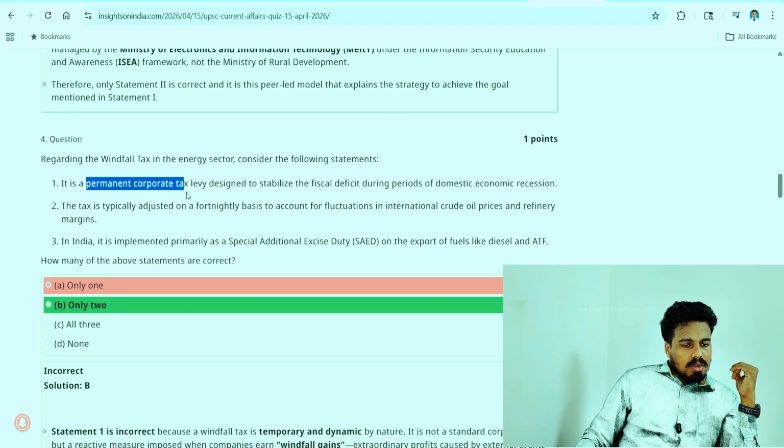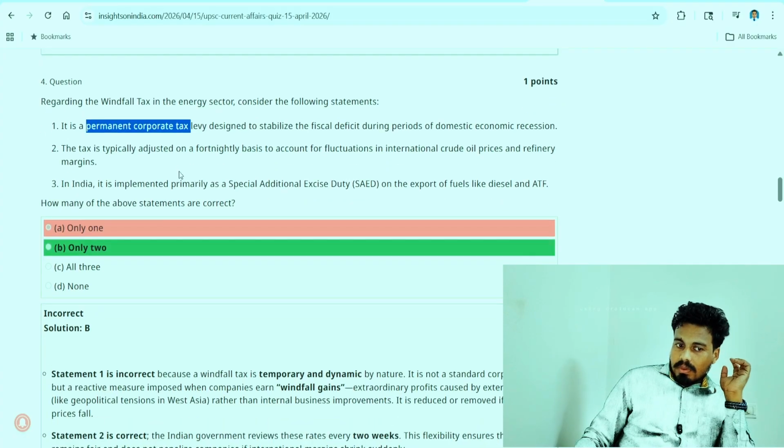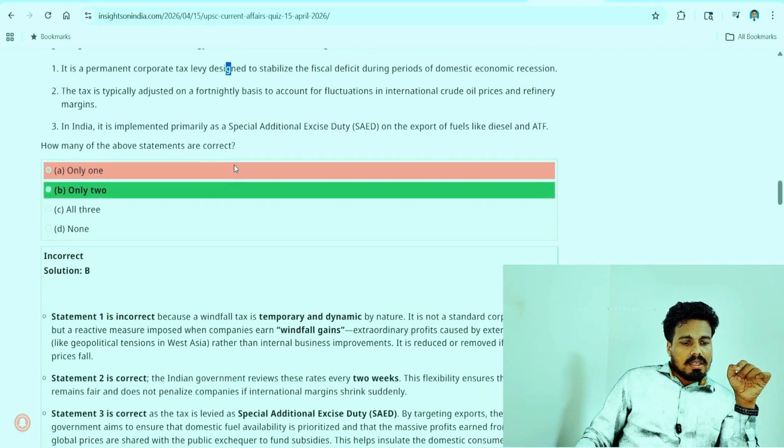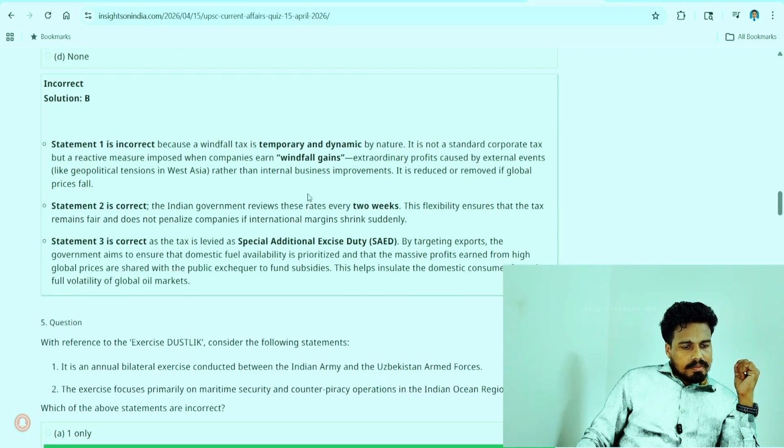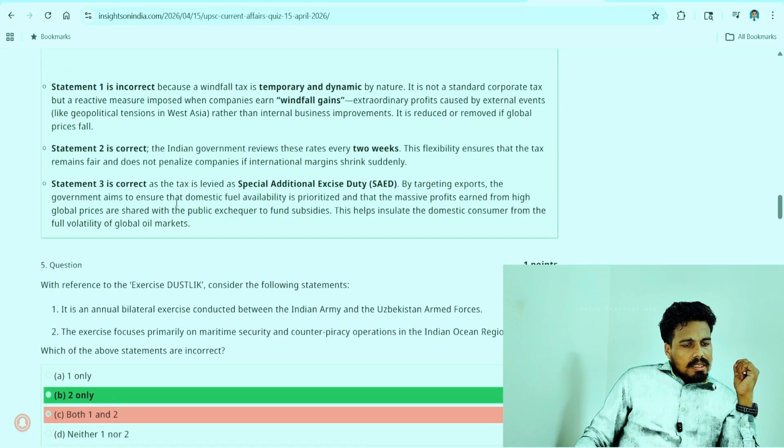The permanent corporate tax. This was wrong. We marked this as wrong, and this is actually wrong. It is a temporary and dynamic nature. Okay. And the second one, fortnightly basis, that is also right. And the third one is correct. Okay, it is special additional excise duty that we took it as wrong.